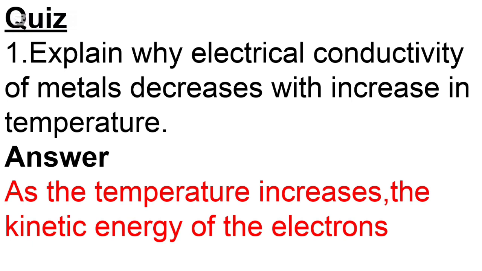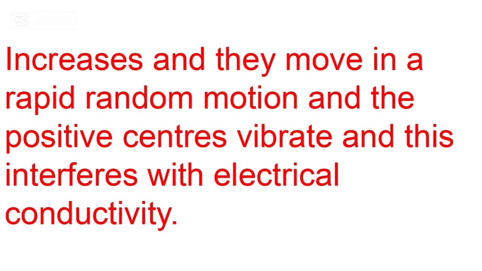Now the answer is, as the temperature increases, the kinetic energy of the electrons increases and they move in a rapid random motion, and the positive centres vibrate, and this interferes with electrical conductivity. Therefore, as the electrons increase their movement, the kinetic energy, the positive centres are also vibrating. So there is confusion. In that confusion, there is the interference with electrical conductivity, and that's why the electrical conductivity decreases. So that's how you answer that question.